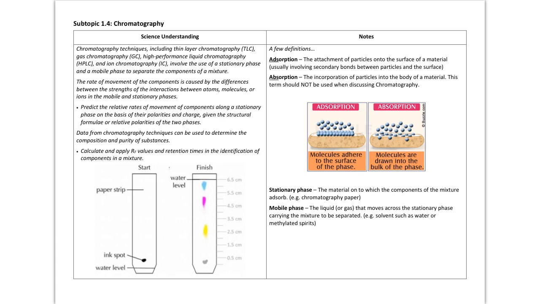One word that we use a lot when we talk about chromatography is adsorption, with a D. Adsorption is the attachment of particles onto the surface of a material, and it usually involves secondary bonds between the particles and the surface. And if you remember, secondary bonds are controlled by whether things are polar or non-polar, so that's why they're important. So this picture here shows what adsorption looks like. Lots of things stuck to the surface.